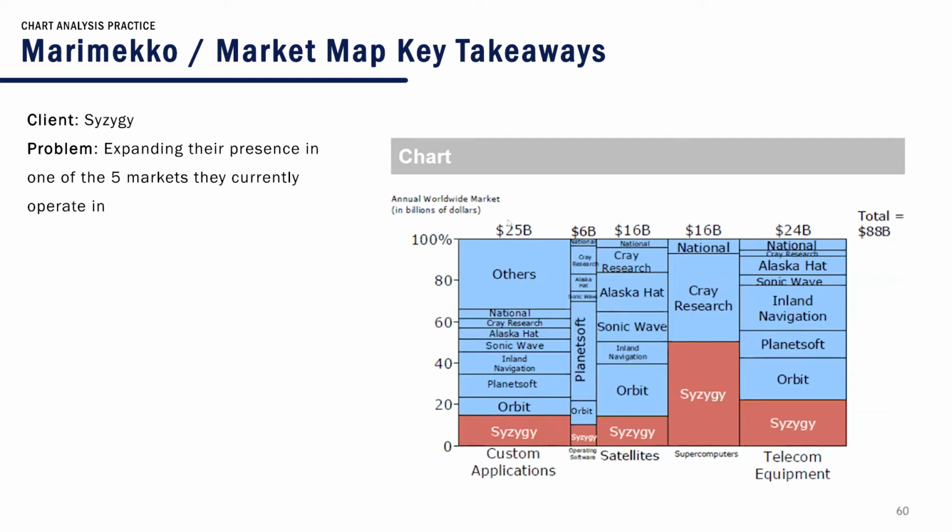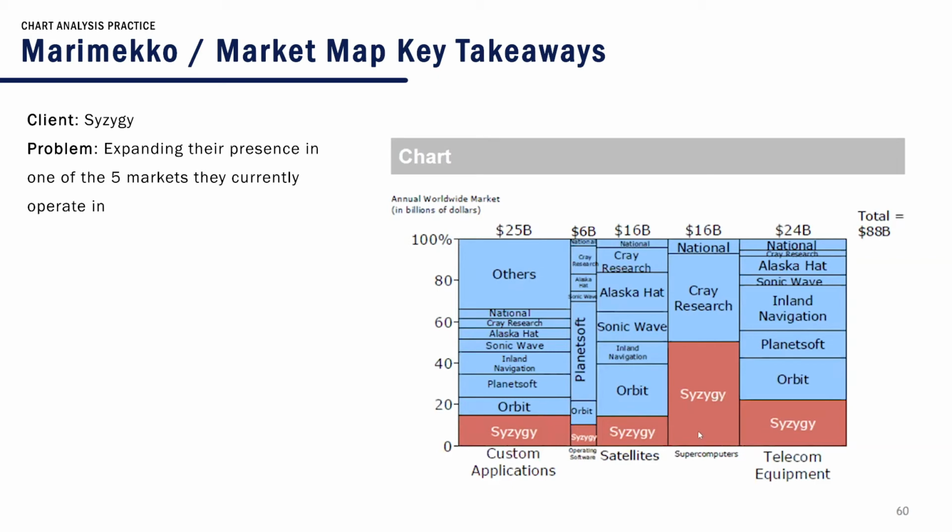Again, as a first step, look at the axis. This is the market. Then something that jumps out here. Okay, immediately you can see that the biggest two segments are these 25 billion ones. So custom applications and telecom equipment. Okay, that's one thing that jumps out. Then the second thing that jumps out is that for supercomputers, there are only 3 players.